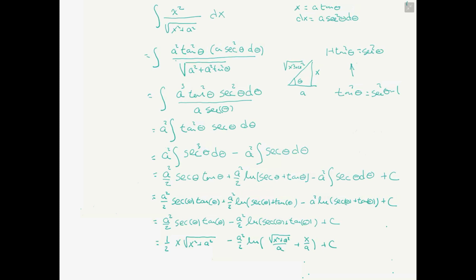So this turned out to be an interesting problem. And using our solution from before for secant to the third helped us get to this without having to use 2 screens worth of space. So we have the integral of x squared over x squared plus a squared dx, and that's our solution down there.